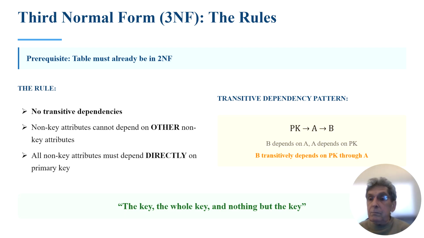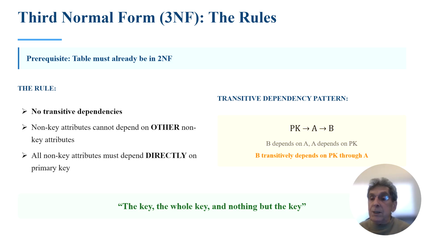Third normal form tackles the last major category of problematic dependencies, transitive dependencies. The prerequisite: your table must be in second normal form. We've eliminated repeating groups and partial dependencies, but now we address transitive dependencies. The third normal form rule: no transitive dependencies. Non-key attributes cannot depend on other non-key attributes. Every non-key attribute must depend directly on the primary key for that table.